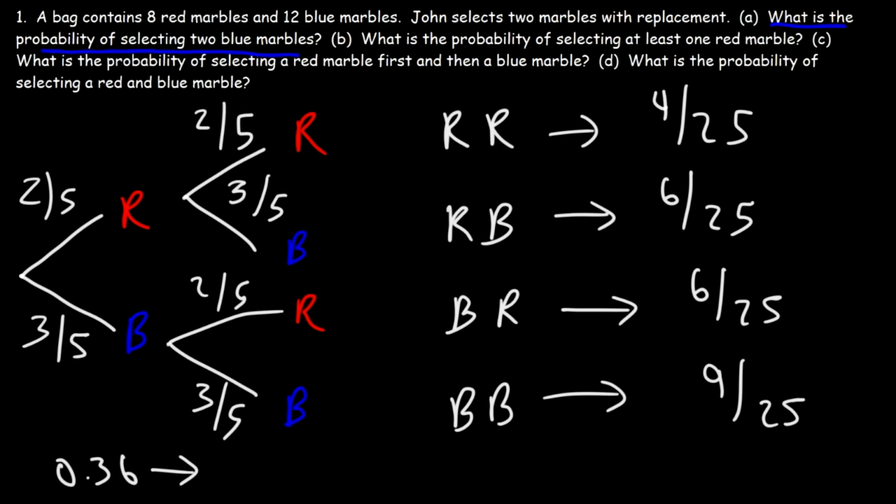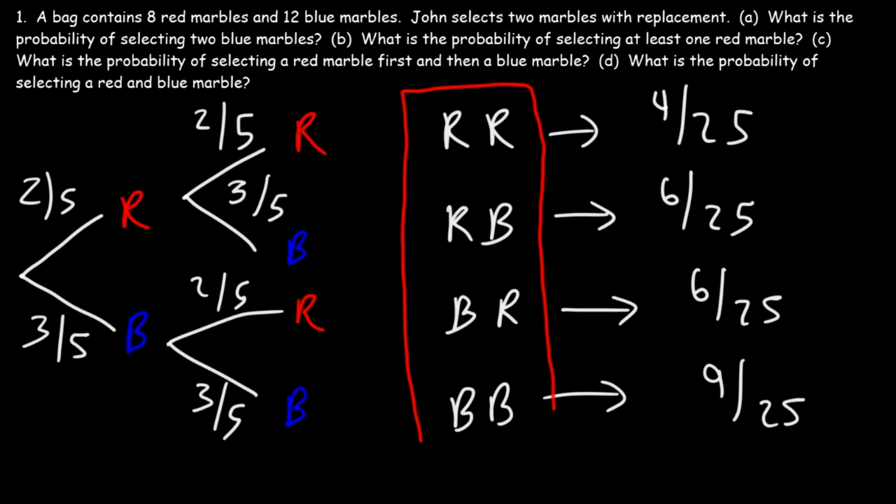Now, part B. What is the probability of selecting at least 1 red marble? So think about that. How can we find the answer? Looking at the 4 possible outcomes, which ones contain at least 1 red marble? So this one has at least 1 red marble, and the same is true for that one and this one.